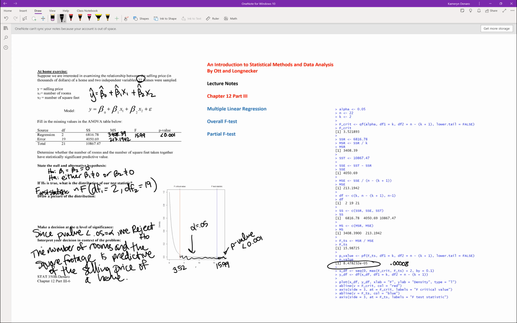So if someone said, what do you think my house is going to sell for? If they told you the number of rooms in their house and how big the house was, you would have some indication of the selling price going up or down using those variables, right? So you could think about it: the more rooms a house has, it's probably more expensive. The more square footage a house has, it's probably more expensive. These variables are telling you something about your outcome variable, the selling price of the home.